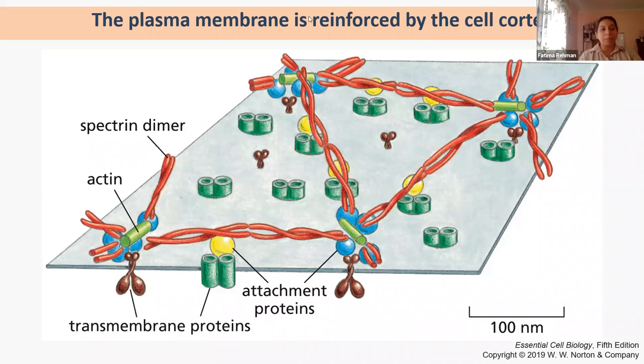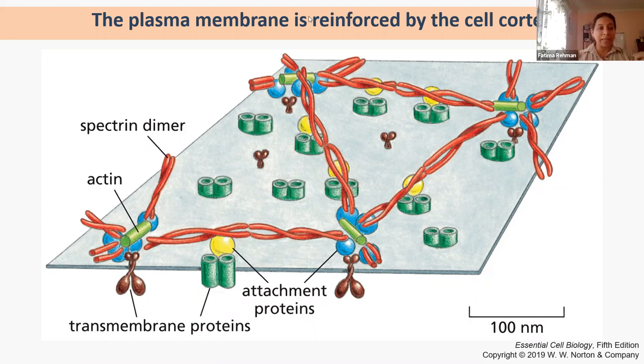In this case, there are proteins called spectrin that work as dimers. So they work together. These are long rope-like proteins. They work in combination with actin, which is another structural protein. So they bind to the actin protein molecules, and they are using actin as an anchor. There are other attachment proteins that play a part in there, but the main proteins you should look at are your actin and spectrin dimers.